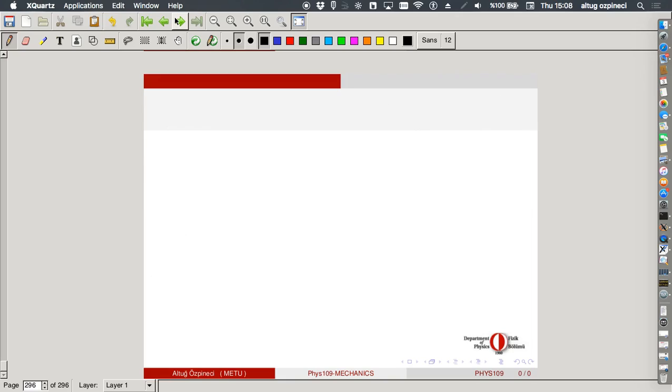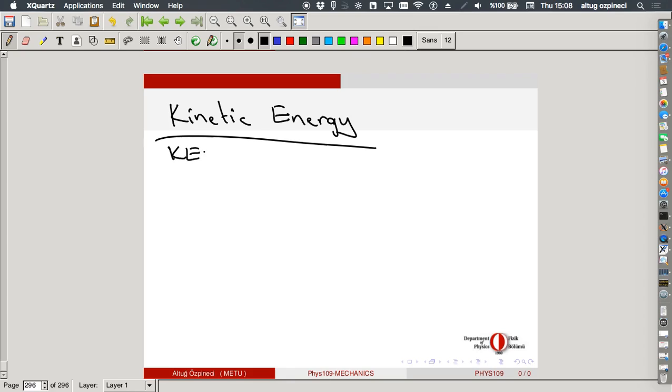Okay, so let's continue with the kinetic energy. Now we know the kinetic energy of point objects. The kinetic energy would be just 1/2 times the mass of that point object times the velocity of that point object squared. So if you have just a bunch of point objects, this will be the total kinetic energy.